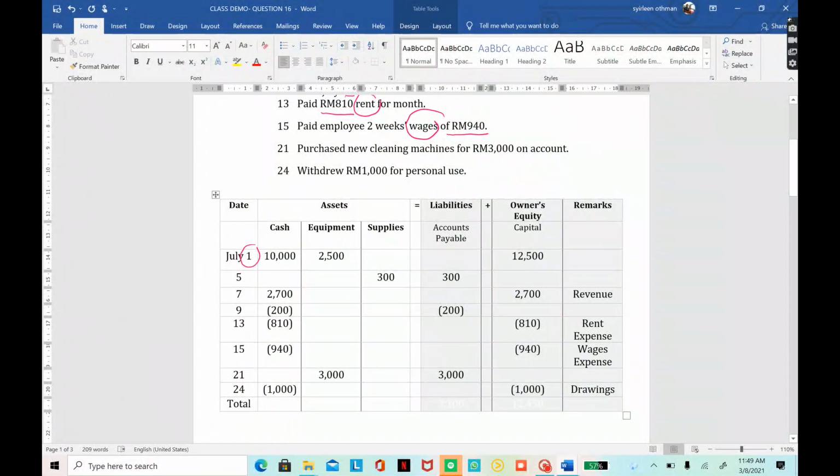So you need to total up each column. So for cash, towards the end of the month, we have 9,750 ringgit. Equipment is 5,500. Supplies is 300 ringgit. Then on the liability column, we have 3,100 ringgit, and capital we will have 12,450.